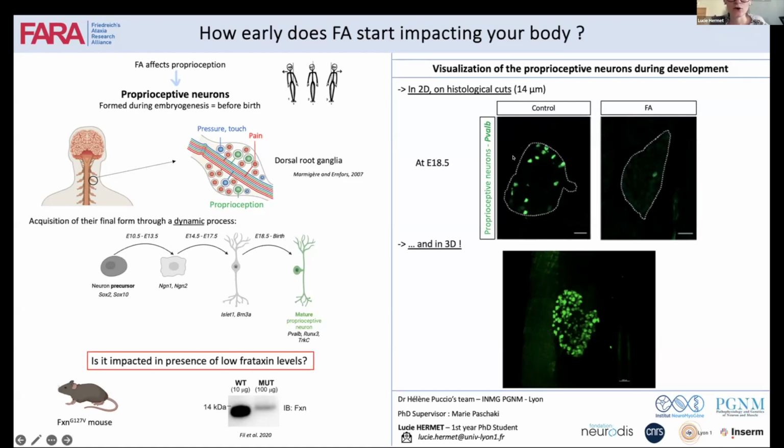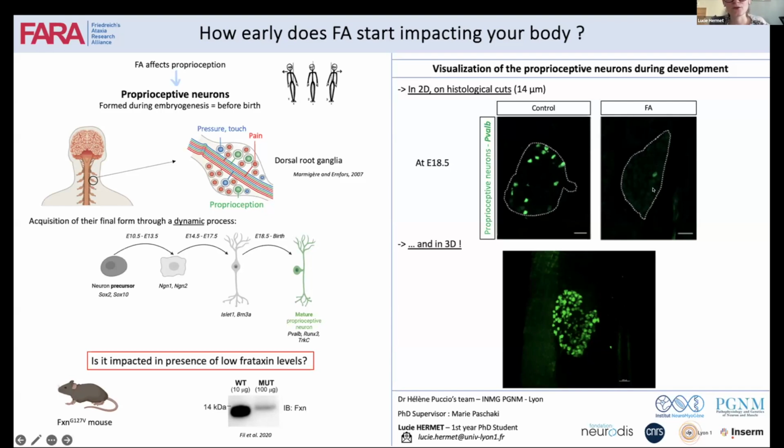So here for PIVA that I mentioned just before, that is a marker for the proprioceptive neurons. So you can see that there is a bright green spot, so that corresponds to the proprioceptive neurons. And you have the DRG that is outlined here with the dashed line. And in a control condition at E18.5, so 1 day before birth in mice, you can clearly see that there are multiple green spots, so multiple proprioceptive neurons.